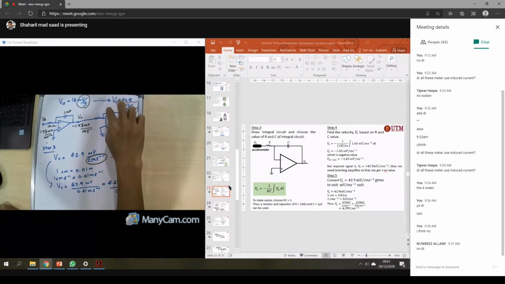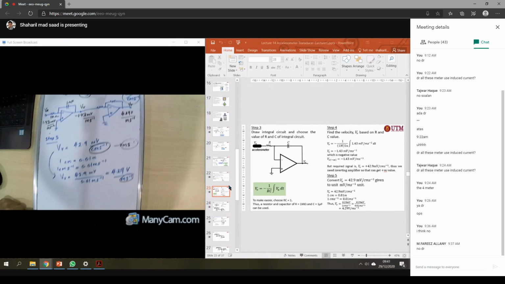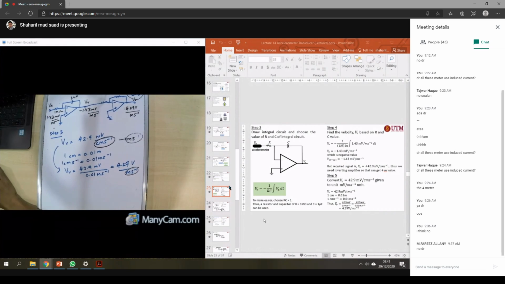Right? So what is this value? This resistor value, what is this value? You're going to divide this one with this one, right? Then you will get it again here. So let's proceed to the next slide.